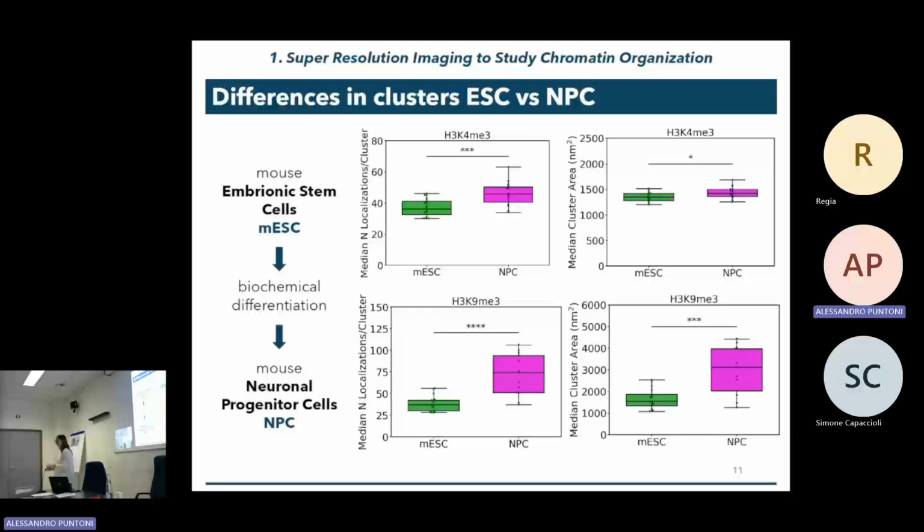Before I used the scaffold to differentiate the cells, I differentiated the cells with biochemical differentiation. I started with mouse embryonic stem cells, and then I differentiated them into neuronal progenitor cells. This phase was necessary to be sure that our protocols could be used to see differences between different populations of cells. So we can see that we have statistical differences between stem cells and the neuronal progenitor cells.